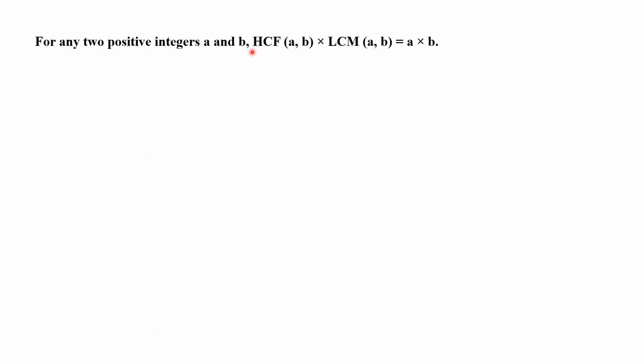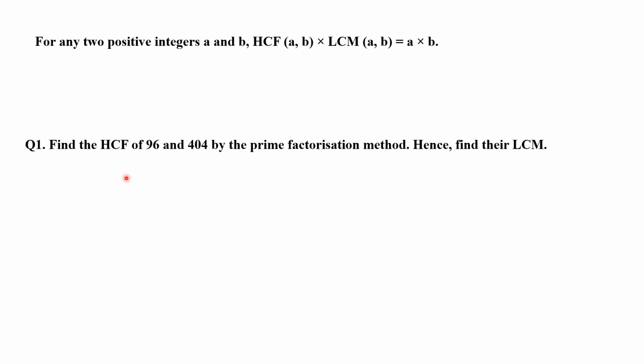So the relation between HCF and LCM of two numbers is given as: the product of the HCF and LCM of those two numbers is equal to the product of the numbers themselves. So if you take any two numbers, find the HCF, find the LCM, the product of HCF and LCM is equal to the product of the numbers themselves. Okay, so now we will see this in detail by taking one example. So this is one example question.